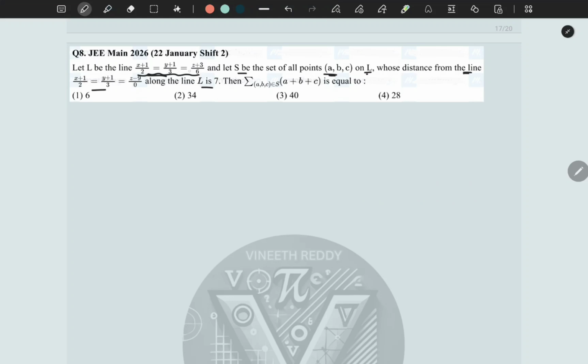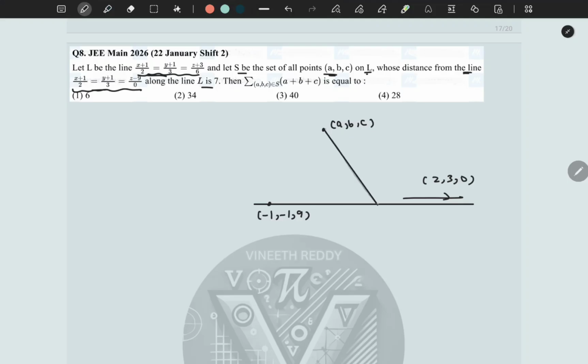So let L be the line, and S be the set of all points. So let me take this point as ABC, whose distance from the line. Now we'll try to draw this particular line. That means this line, which is passing through minus 1 comma minus 1 comma 9, and the direction ratios of this line are 2, 3, 0, right? So the distance of this point from the line along this line, that means the direction ratios of this line should be 2 comma 3 comma 6, right? I hope that is clear.